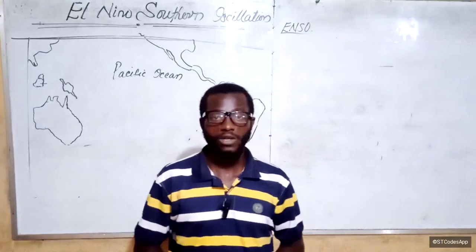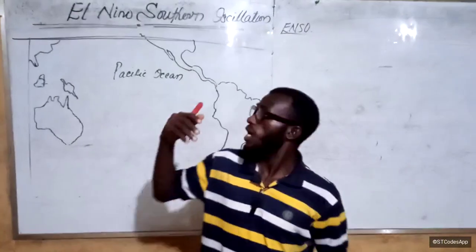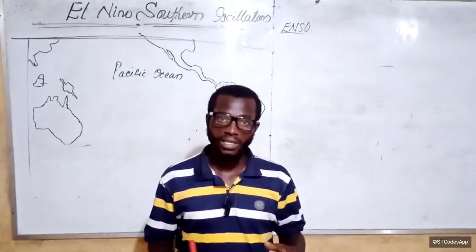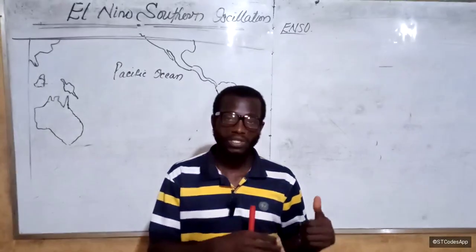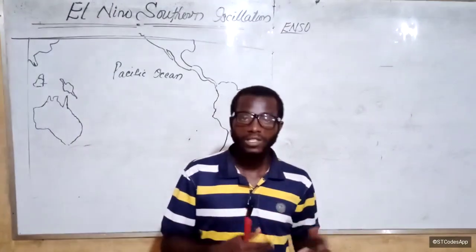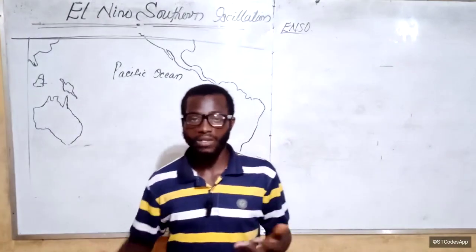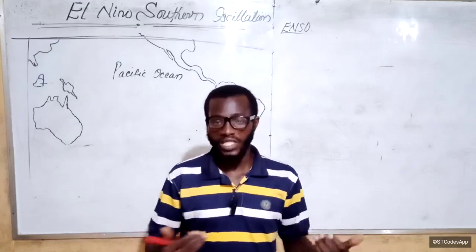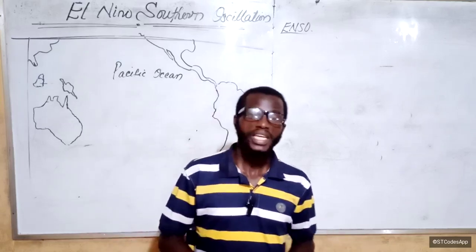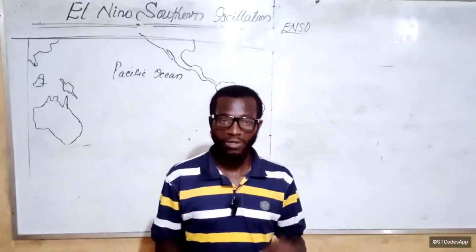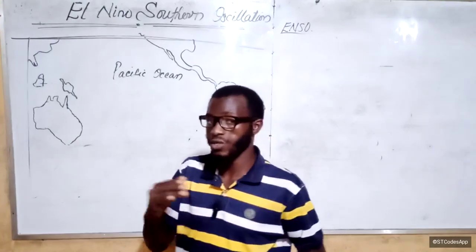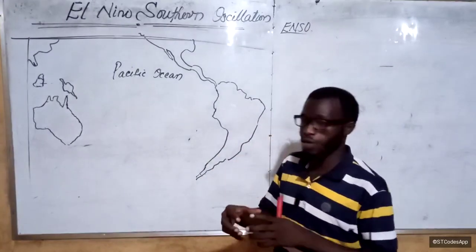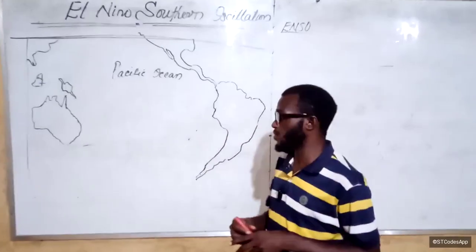In this video, we are going to be discussing the concept of El Nino Southern Oscillation. It follows the last video where we discussed Walker circulation, or Walker cell. El Nino and Southern Oscillation are two interrelated phenomena that occur in the Southern Pacific Ocean. It is called the Southern Oscillation because it occurs within the region of the Southern Pacific Ocean.